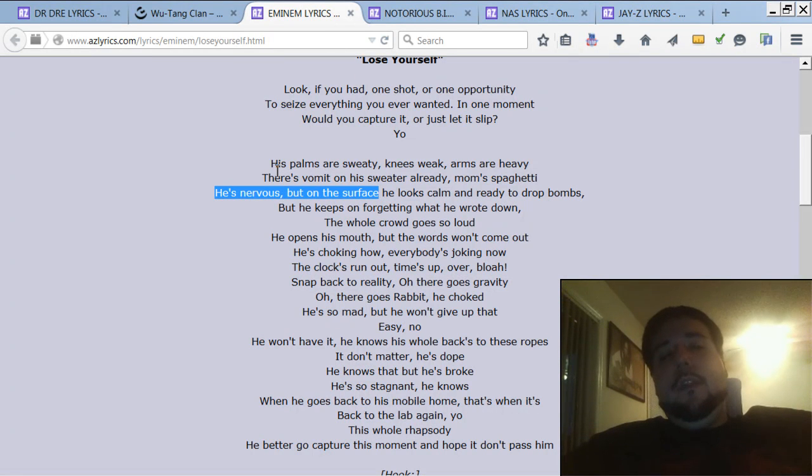So he has this main rhyme scheme here, sweaty, heavy, already, spaghetti, and then he puts in this real quick embedded one, he's nervous but on the surface. So it's kind of an imperfect rhyme there, and it's embedded, and then he goes right back to the main rhyme scheme, he looks calm and ready.